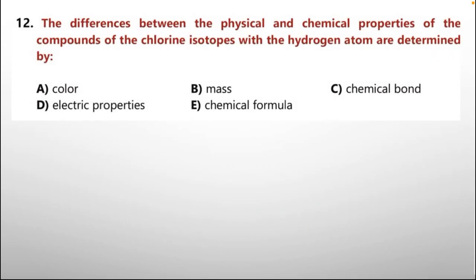Question number 12. The differences between the physical and chemical properties of the compounds of the chlorine isotopes with the hydrogen atom are determined by A. Color, B. Mass, C. Chemical bond, D. Electric properties, E. Chemical formula.